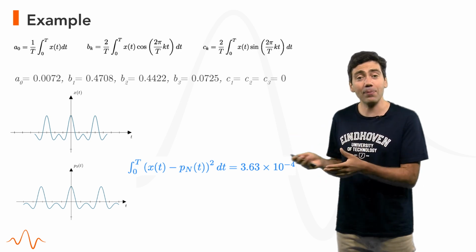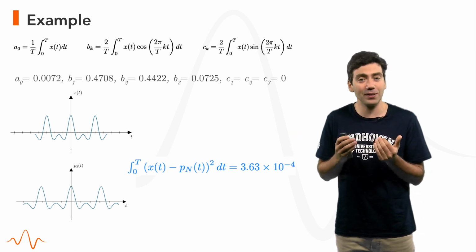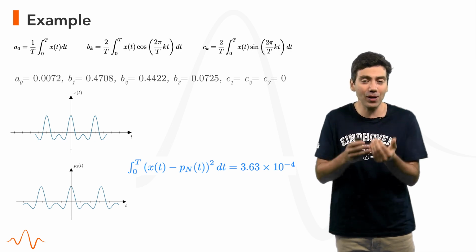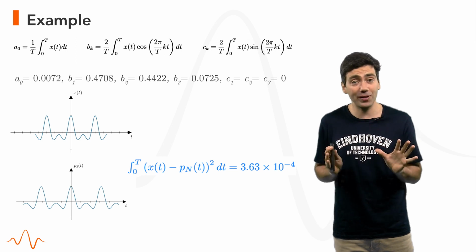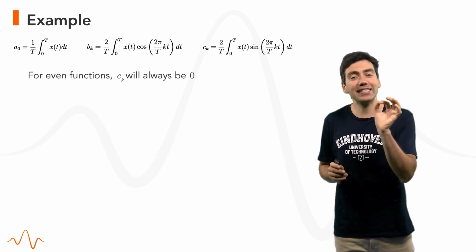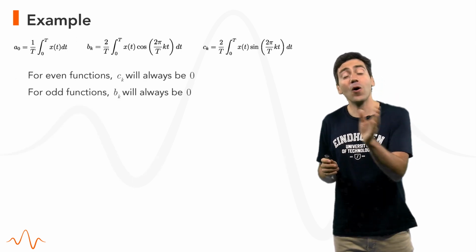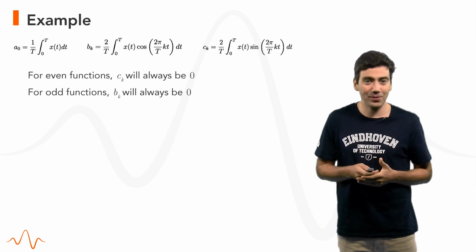Now, in this example, if we compute the CKs, they will all be 0. And that's because this periodic replication of the Mexican hat is an even function. And this is a general property. For even functions, the CKs will all be 0. For odd functions, the BKs will all be 0.